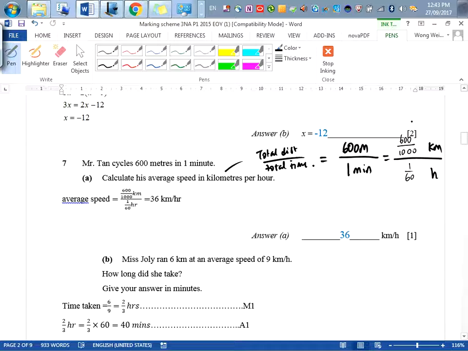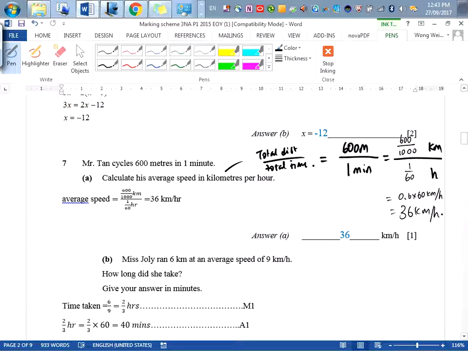Just use your calculator, do it properly. 600 divided by 1000, you will get 0.6. Then divided by 1 over 60. Effectively, you will be multiplying by 60. So 0.6 times 60 km per hour. That will be 36 km per hour.